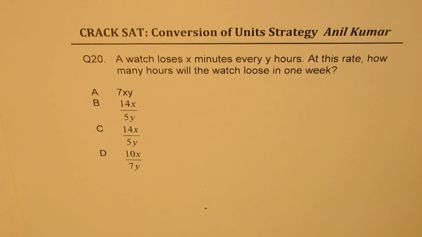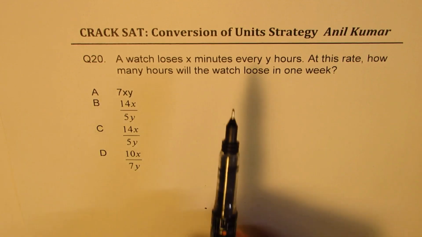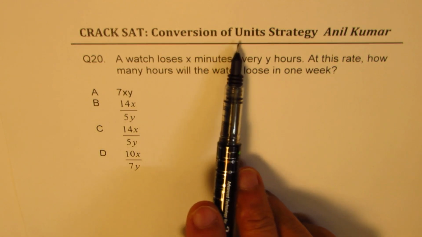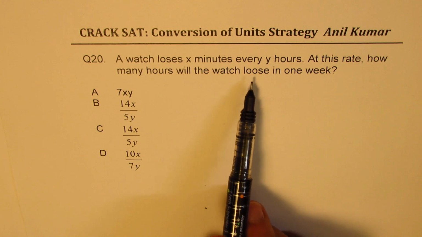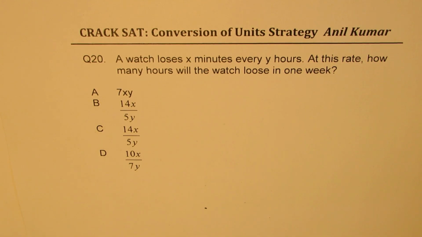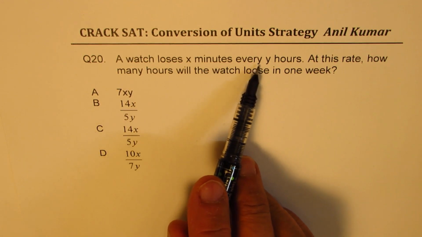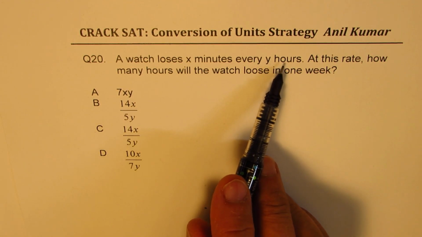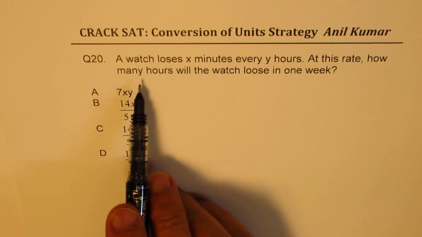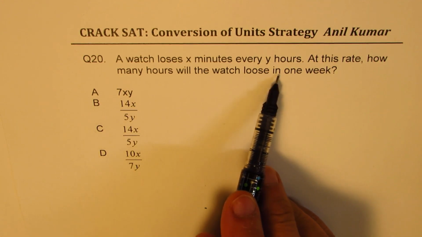So I have a kind of different approach. I'm working out with conversion of units to make a solution for such questions. I hope that works with you. Now the question here is, a watch loses X minutes every Y hours. At this rate, how many hours will the watch lose in 1 week?